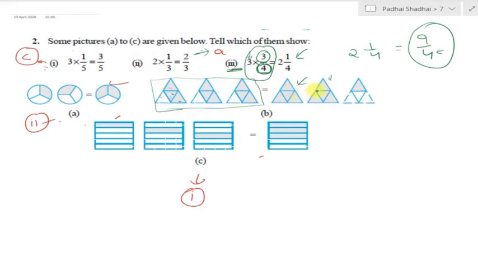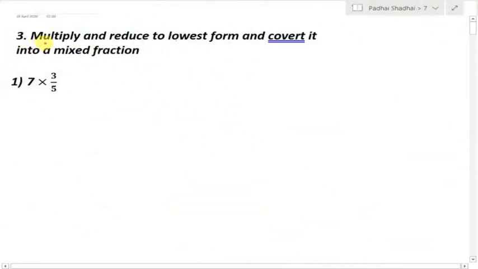1, 2, 3, 4, 5, 6, 7, 8 and 9. Out of 4 parts, 9 are shaded. Okay, so answer 3 is B. Here also we will write down 2. Let us move to question 3.